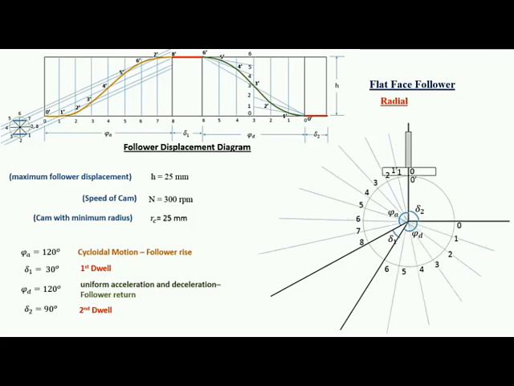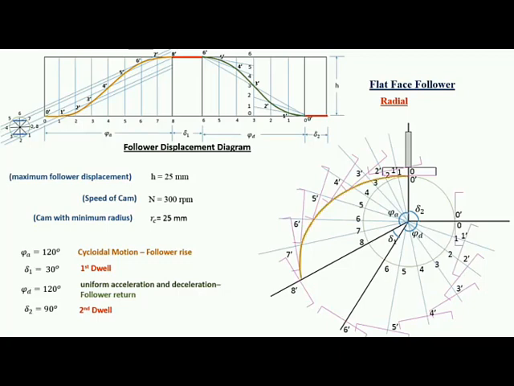Next we'll mark the displacements on each line from 0 dash to 8 dash and from 6 dash to 0 dash, like this, and we'll draw the face of the follower normal to each line, like this, for phi A and phi D, and the final cam profile will be tangent to each face. So we can say this is the final cam profile.